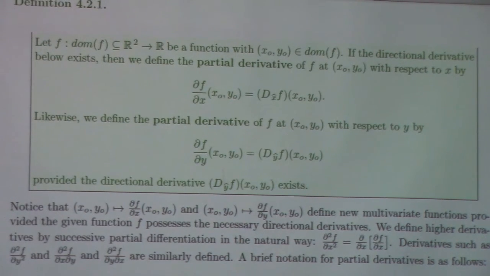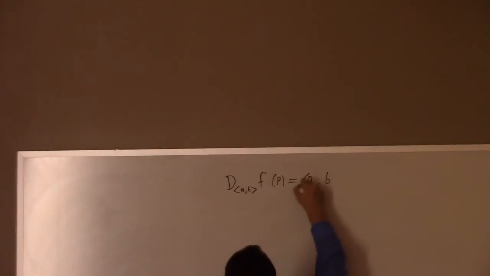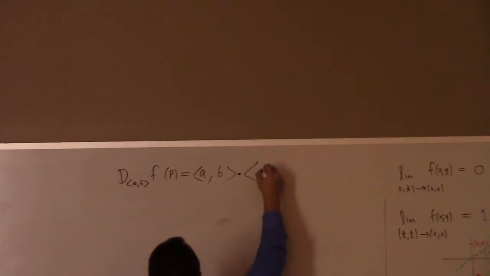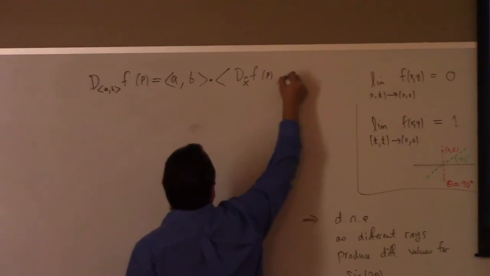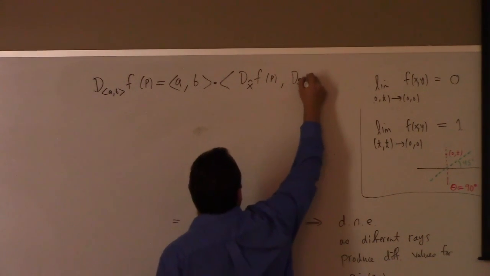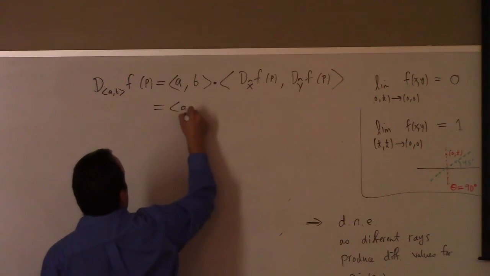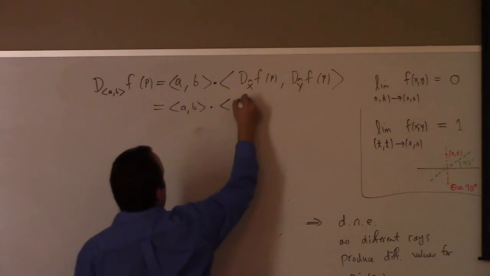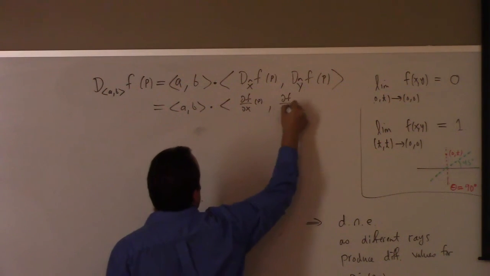So with the thing we just wrote, which was that the directional derivative in the a, b direction of f at the point P was equal to a, b dotted with what? The directional derivative in the x hat direction of f at P, directional derivative in the y hat direction of f at P. What is this actually? This is a, b dot with partial f, partial x at P, partial f, partial y at P.